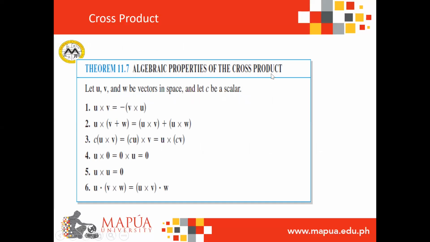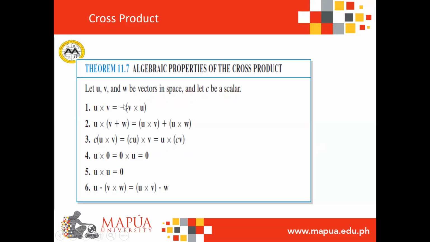For the algebraic properties of the cross product, it says here, let U, V, and W be vectors in space, and let C be a scalar. For the first property, we have U cross V equals the negative of V cross U. In other words, the cross product is not commutative, because the result of the cross product of the two vectors in this manner, U cross V, will have a different sign when you obtain the cross product V cross U.